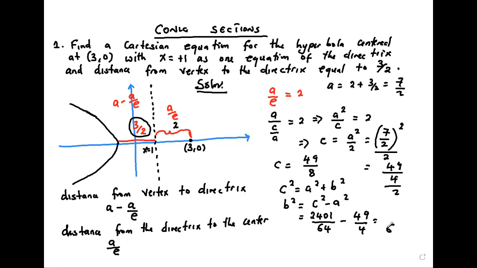So a common denominator here is the same 64. And then now we have 2401 minus 64 divided by 4, that's 16, 16 times 49, that's 784. So we get that b squared is equal to 1617 over 64. Okay, 1617. So now it means that we have the equation.